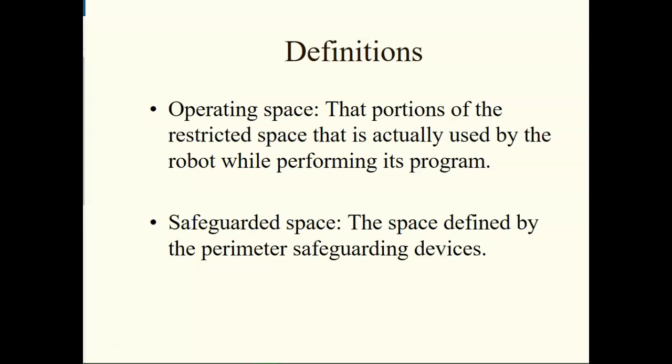Then you have the safeguarded space. This is the perimeter defined by the perimeter. Now again, we are shifting things these days since we have collaborative robots. We no longer put them behind a barrier. But at the same time, we do put in limits so that they cannot physically contact a human. So the safeguarded space is where you're going to have to go for a lot of things.